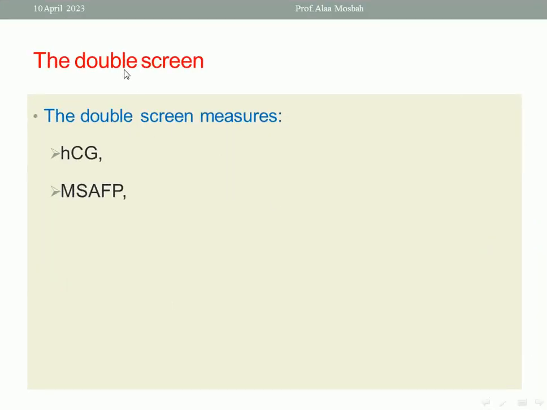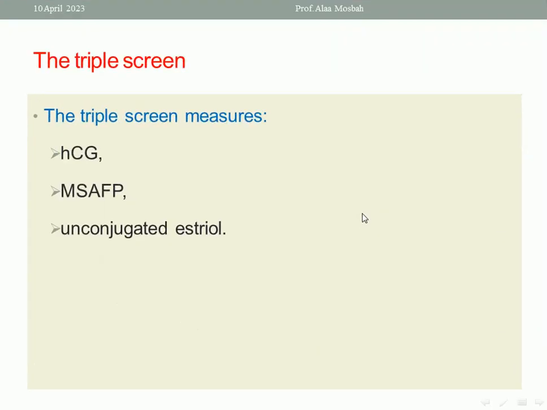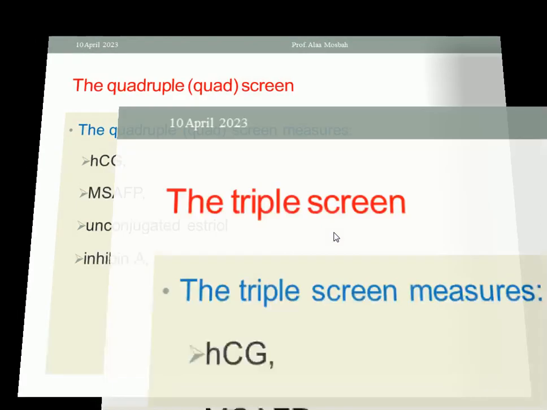First, what is the test done in the double screen in mid-trimester? The double screen measures HCG and the maternal serum alpha fetoprotein. That's why we measure two factors, so we call it double. Triple, we will measure the previous two, HCG and the maternal serum alpha fetoprotein, and you can add here a new one, unconjugated estriol. Okay? This is the triple screen.